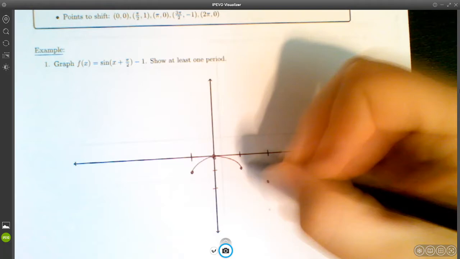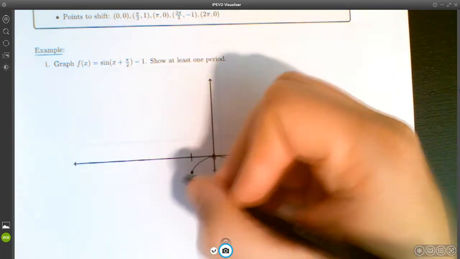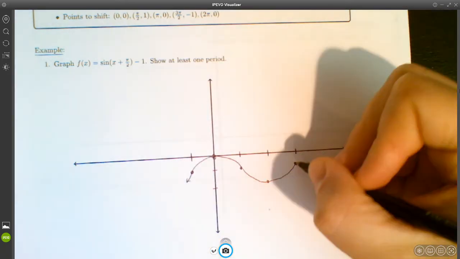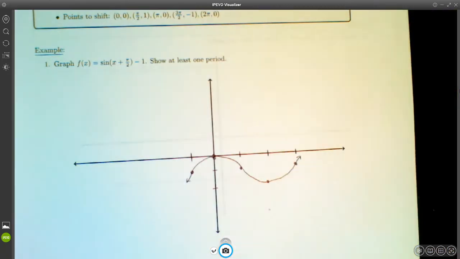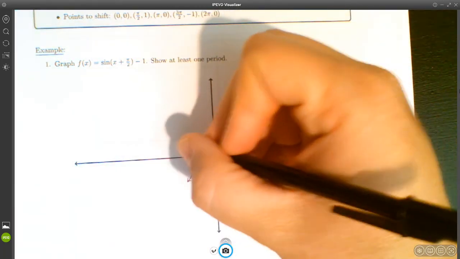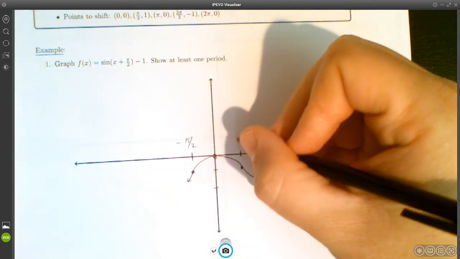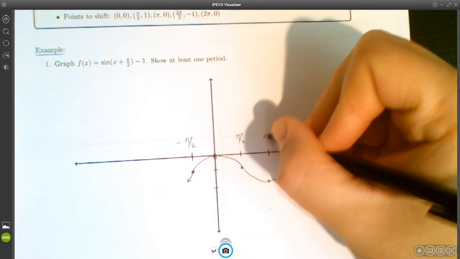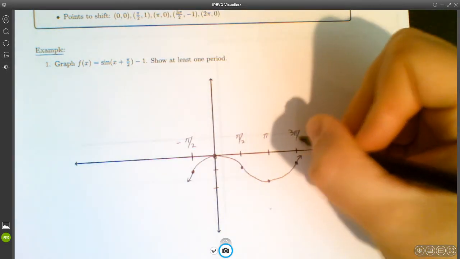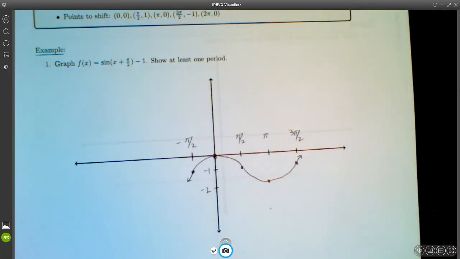So there is one period of the sine function. And of course, this goes on in both directions, right? We should label the x-axis though. So I want you to definitely label the x-axis when you're doing this. So there's negative pi over 2, pi over 2, pi, and 3 pi over 2. And this is negative 1, negative 2. Okay, so that's what that one would look like.